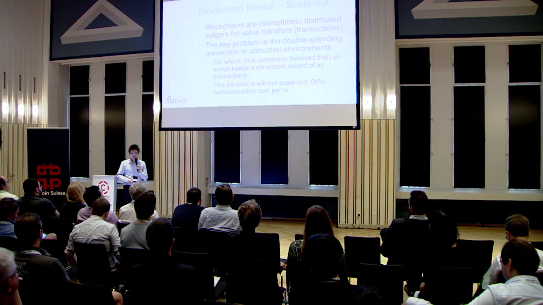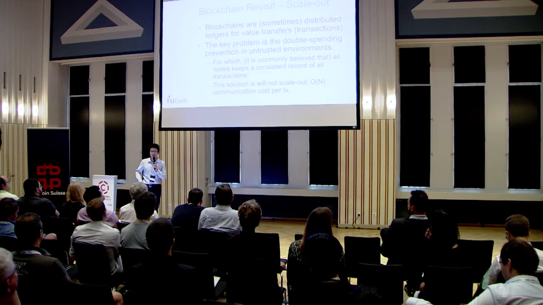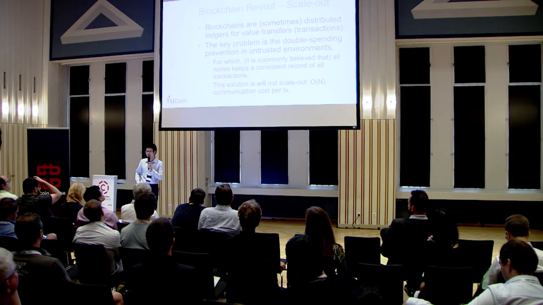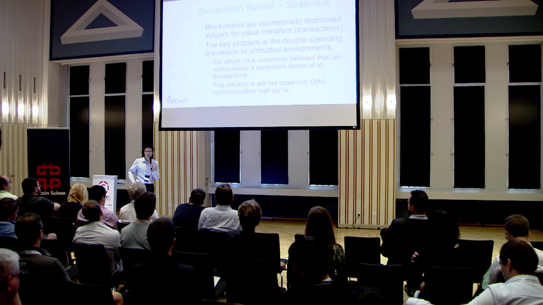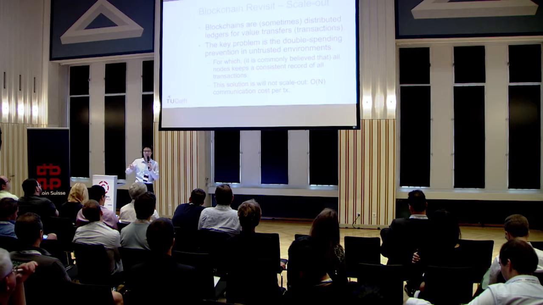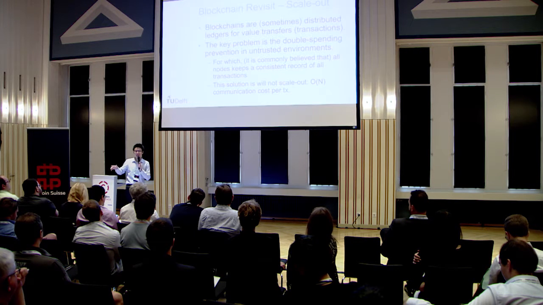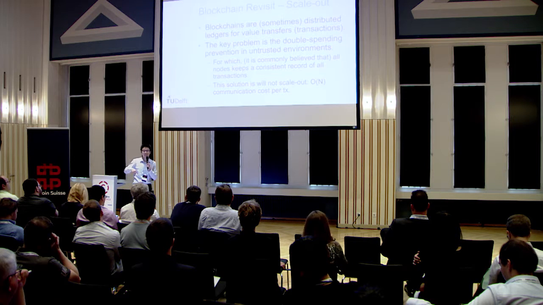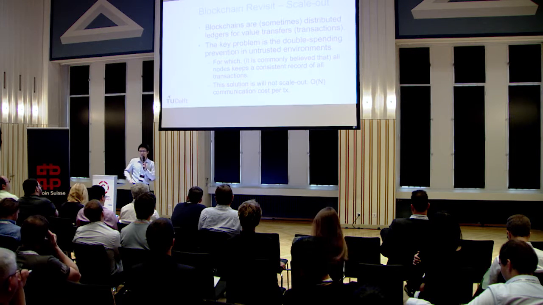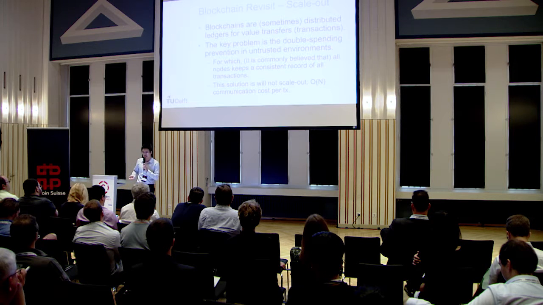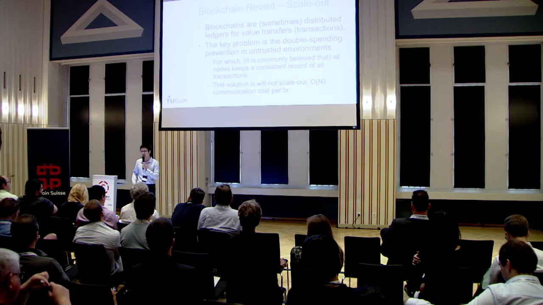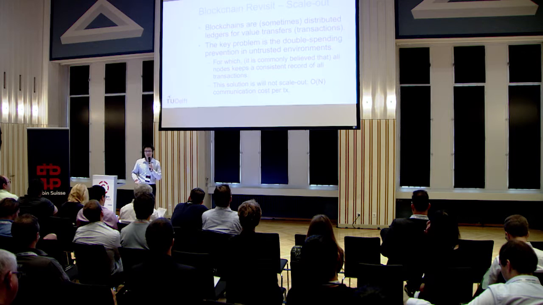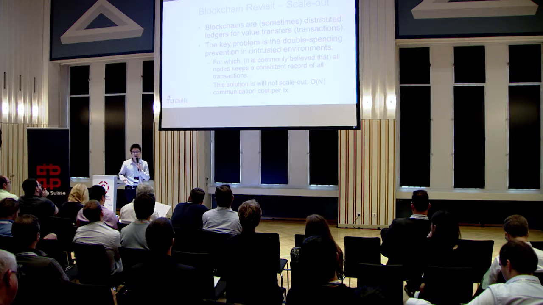The idea is kind of intuitive. You have to know all the past transactions, because if you do not know that, then there is a potential for a transaction that you do not know about, and the person who sent that transaction can send it to you, and that causes a double spending. So the way you prevent double spending is you need to have the whole transaction set. And that will not scale out, or is sometimes called not scalable. It has an order of n communication cost per transaction.